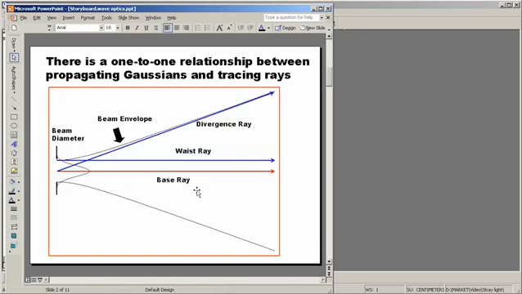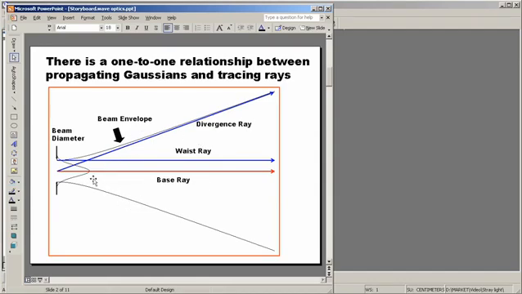Now, in order for this to work properly, we have to have an efficient and dependable way to propagate Gaussians. How do we do that within ASAP? It turns out that there is a one-to-one mathematical relationship between propagating Gaussians and tracing rays. That is to say, if I can trace rays through my optical system, I can also propagate Gaussians. The slide you see here conveys the essence of that idea.